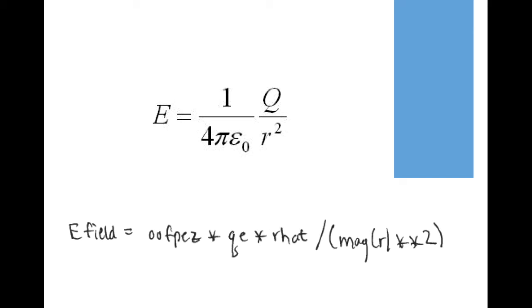Now we have all the values that we need to write the code for the equation of E. This is shown at the bottom. In the code already written in the problem, they give us 1 over 4 pi epsilon naught as OOFPEZ. Also, Q is given to us as a variable named QE for the charge of an electron. All we have to do then is to write the magnitude of R that we just calculated squared. This is also shown here. Also notice that it's multiplied by R hat to make E field a vector.